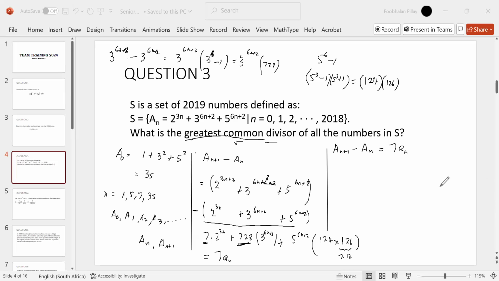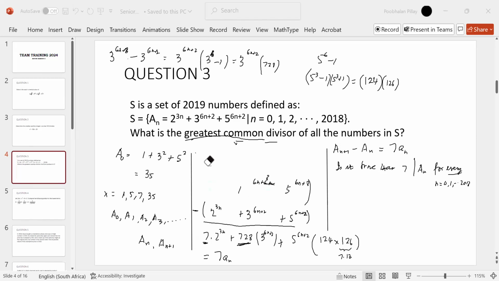Now I want to prove that 7 is a factor of all the ANs. I only know it's a factor of the difference, but is it a factor of every AN? So this is a very important question. So is it true that 7 is a factor of all the ANs for every n equals 0, 1, 2, all the way up to 2080? Is that true? We only know it's a factor of the difference at the moment. All right, so let's analyze that.